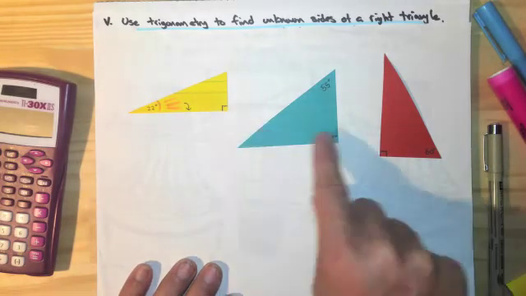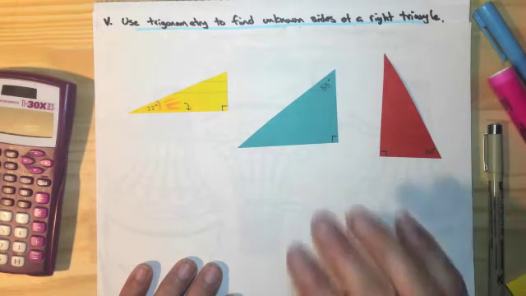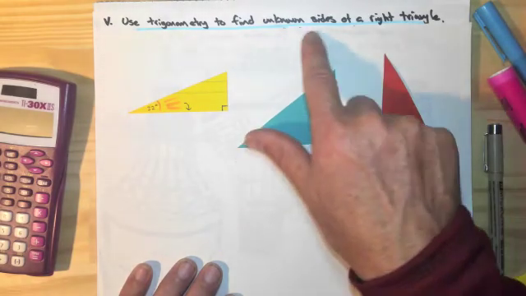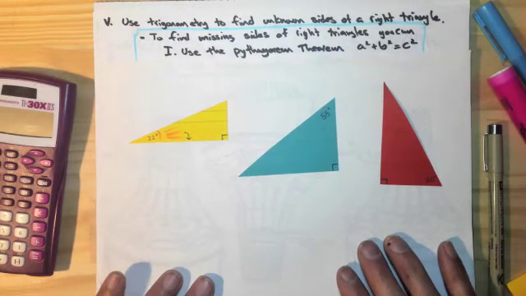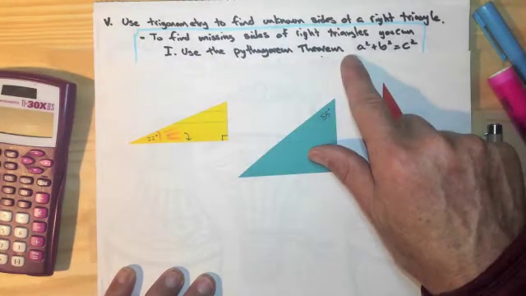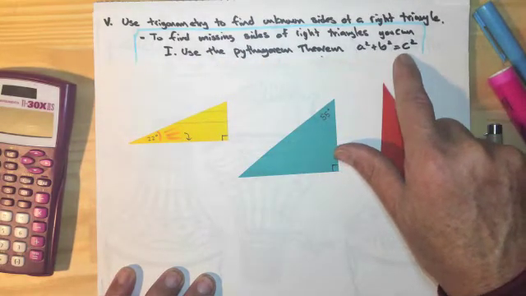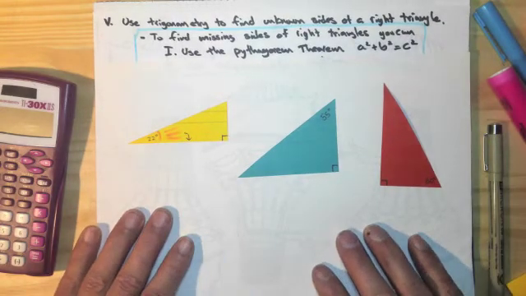First thing is that this only applies to right triangles, and we have some skills for right triangles. Remember, to find the unknown side of a right triangle, I could use something I already know, the Pythagorean theorem. The Pythagorean theorem says a squared plus b squared equals c squared. So if I know two sides, I can find the third one. But that's not what we're going to do today.